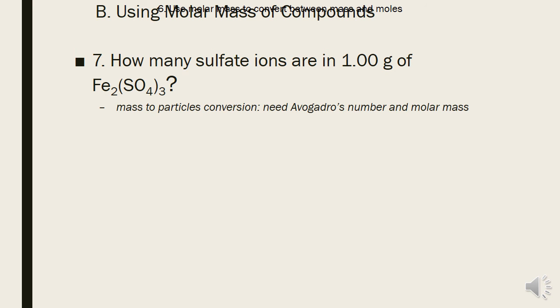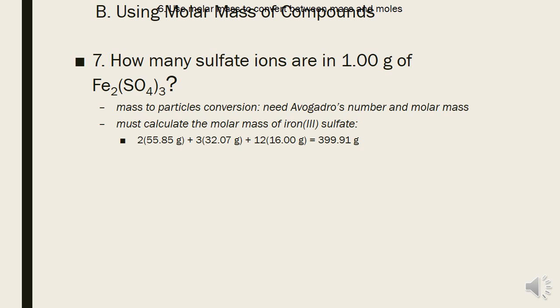We will need Avogadro's number. We will need the molar mass, just like we saw in the last couple of examples. But we'll also need to use the formula, this Fe2(SO4)3, for that last conversion in order to figure out how many sulfate ions are there. So we need to find the molar mass of the iron 3 sulfate. So do that calculation. You should get 399.91 grams. So working the problem, we'll start with the mass we're given.